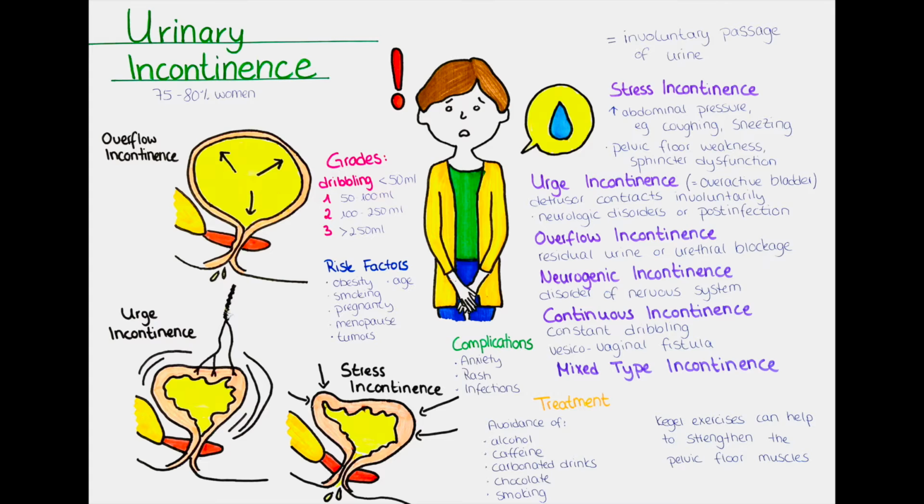The third type is the overflow incontinence. This type occurs more frequently in patients with diabetes. In this case, either the detrusor muscle does not contract properly, which results in a residual volume of urine after voiding, or there is a urethral blockage, which prevents the bladder from emptying properly.